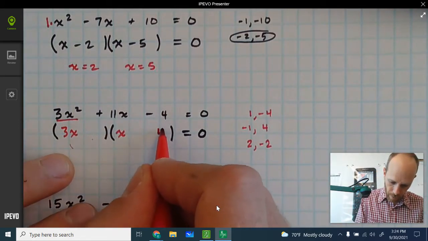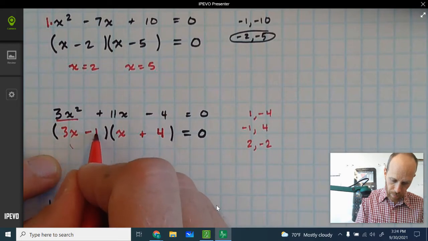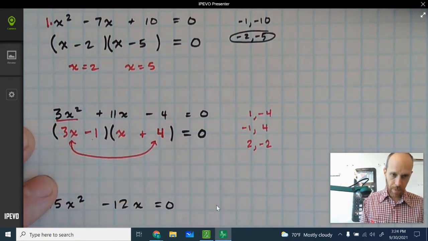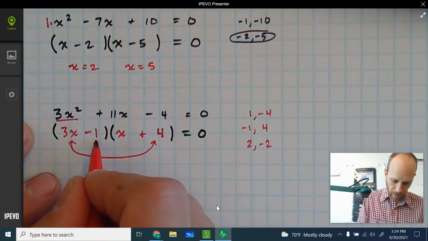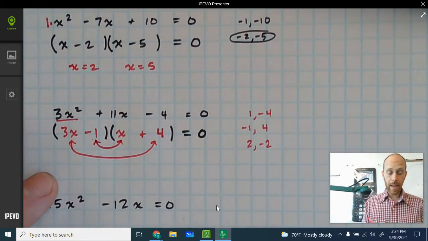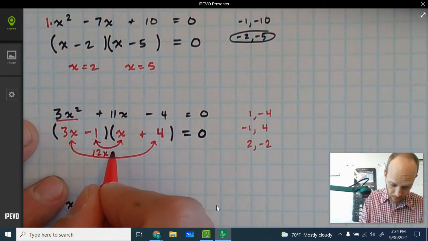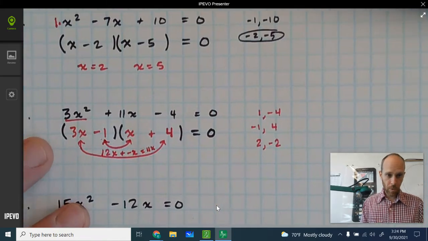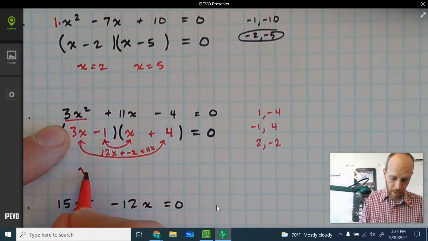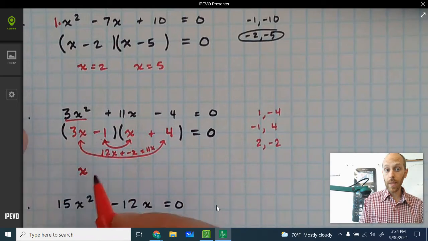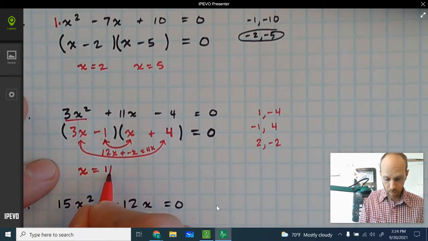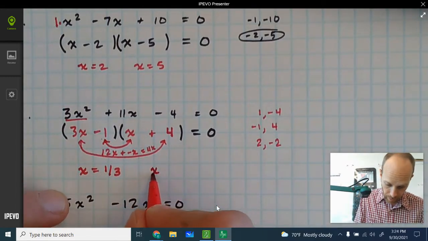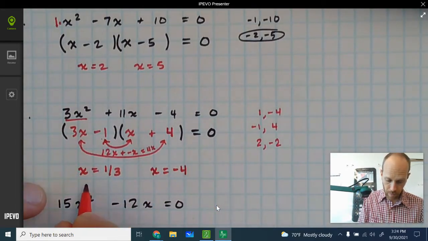If we put a 4 here and a negative 1 here, now our outer terms add up to 12x, and our inner terms add up to negative x. So that's 12x plus negative x, which is the 11x that we're looking for. Okay. So our solutions are going to be: set 3x minus 1 equal to 0, and you'll get x equals 1/3. Set x plus 4 equal to 0, and you'll get x is equal to negative 4. Ba-boom, ba-boom.